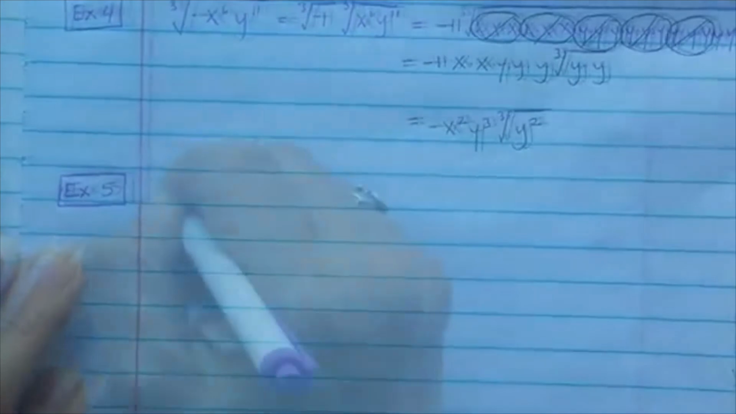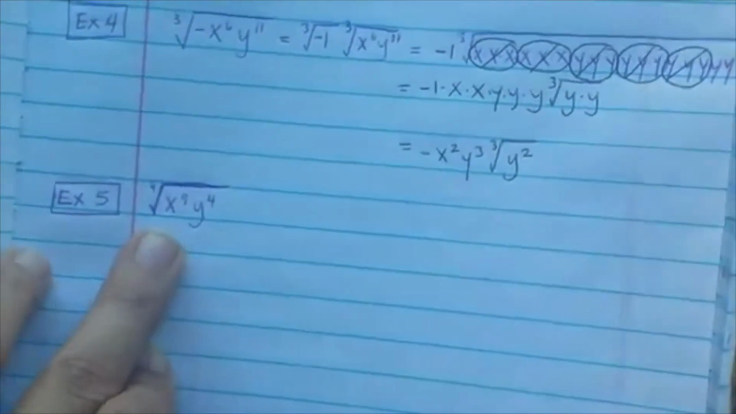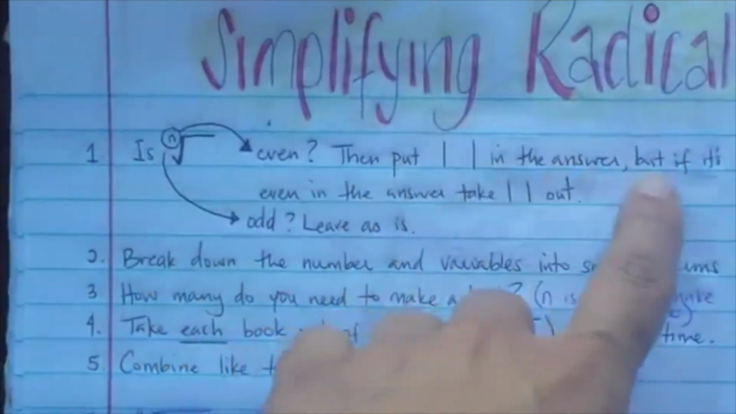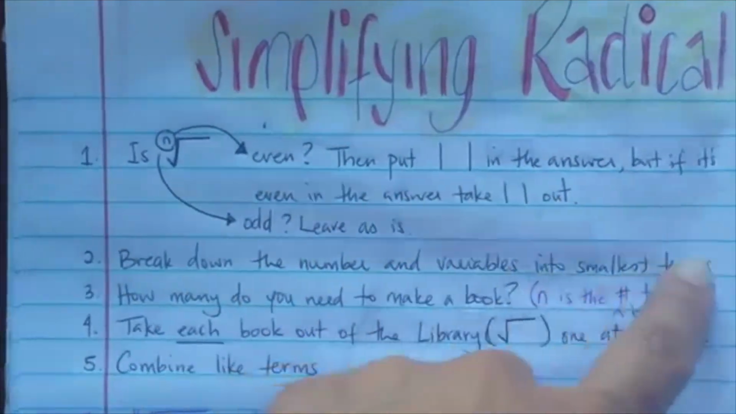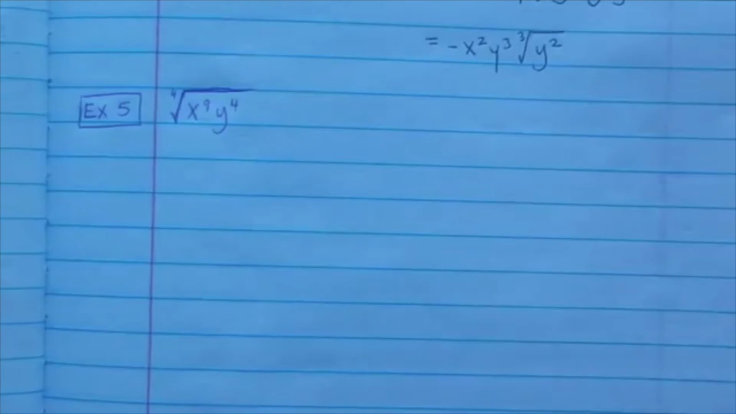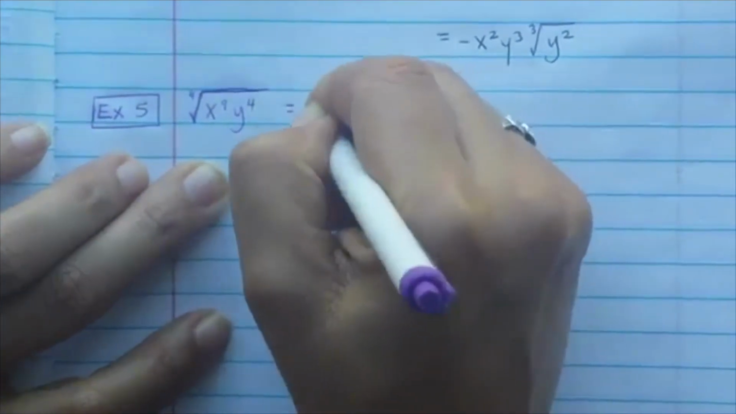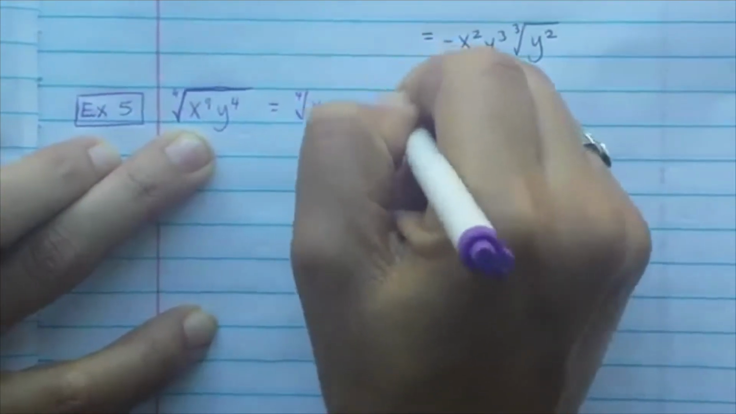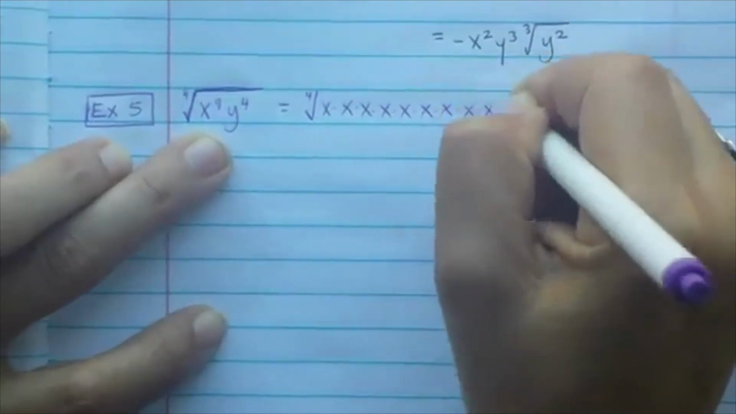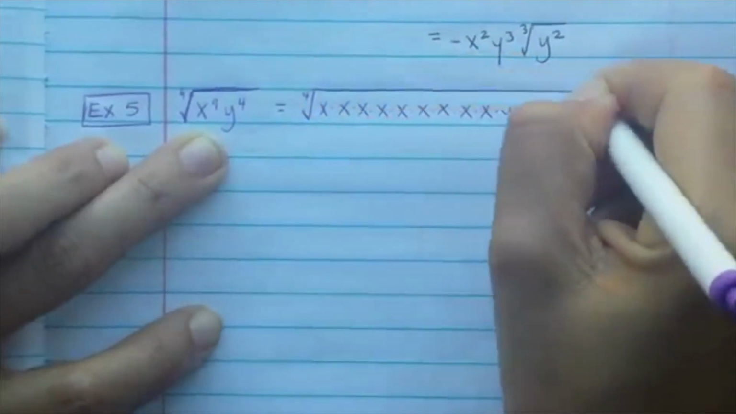Alright, example 5, the 4th root of x to the 9 and y to the 4th. Alright, so is n even? Is the number outside even? Yes, it is. So you have to have absolute value unless the exponent is already even outside. Then you don't. So let's break it down. How many x's do I need? 9. So count out 9 x's. How many y's do I need? 4. So count out 4 y's.